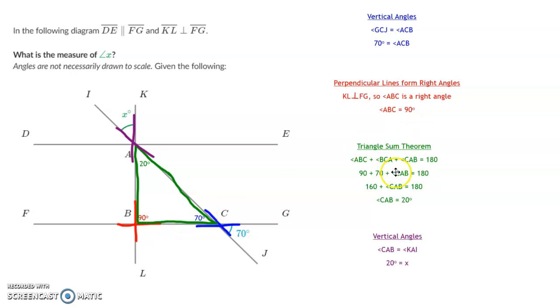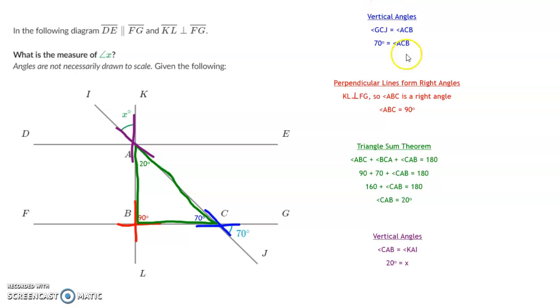The third thing that we said is the triangle sum theorem. We know that these three angles add up to 180, so I was able to do 90 and 70 together, that's 160, and that means that CAB is equal to 20 degrees. Last but not least, I'm going to use vertical angles again. I know that this angle and this angle are vertical angles. They share the same vertex, and they're on opposite sides of the intersection, so 20 degrees goes up here as well, so 20 degrees is equal to x.